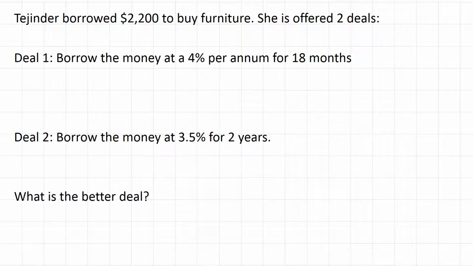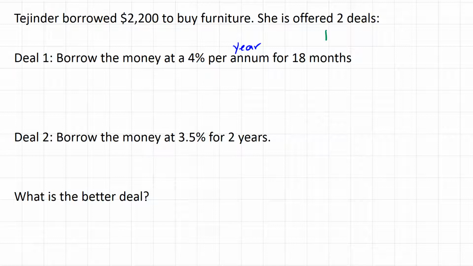So Tejinder is about to buy some furniture, and she's going to borrow $2,200 to buy that furniture. And the furniture company is going to offer her 2 deals. One, she can borrow the money at 4% per annum. Per annum means per year, for 18 months. Or she could borrow the same money with a little bit lower interest rate and a little bit shorter time. And so the question is, what is the better deal? So let's calculate the interest that she would be charged in both cases.